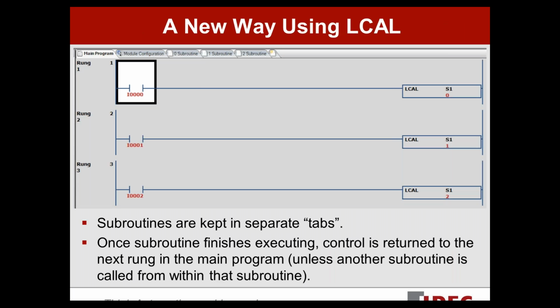Now, one of the things that we've done within WinLadder is we've improved the graphical user interface, and we've come up with a new way to use the lcall instruction. The way this works is the subroutines are all held in separate tabs, if you will. And you can see on my screen there, we show the tabs at the top where we've got main program and module configuration. That's what we've seen for all of the webinars that we've done so far.